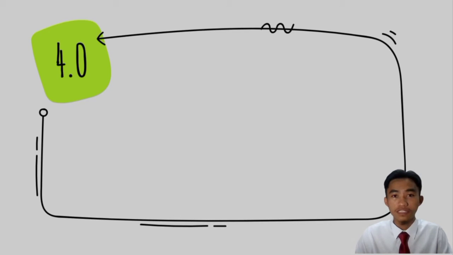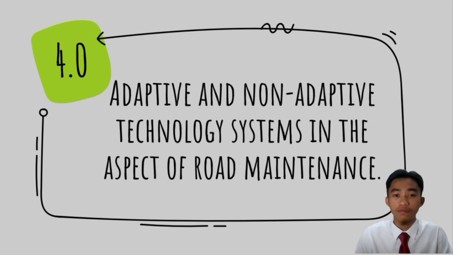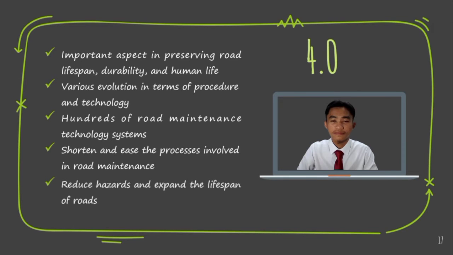So, we will move to the sixth topic, which is adaptive and non-adaptive technology systems in the aspect of road maintenance. First, road maintenance is a very important aspect in preserving road lifespan, durability, and human life. Throughout history, road maintenance has undergone various evolution in terms of procedure and technology. Nowadays, there are hundreds of road maintenance technology systems that can be adapted to shorten and ease the processes involved in road maintenance. Proper road maintenance can reduce hazards and expand the lifespan of roads.